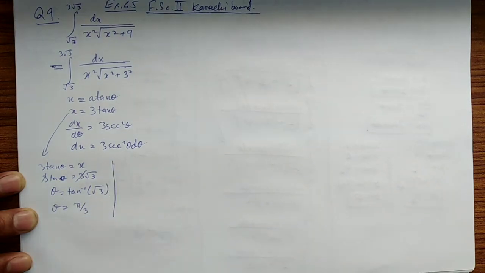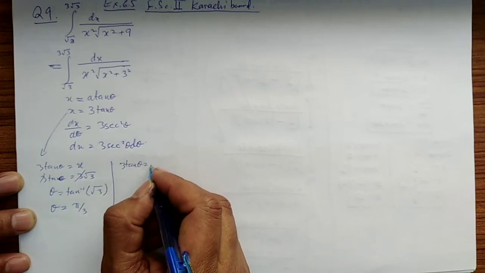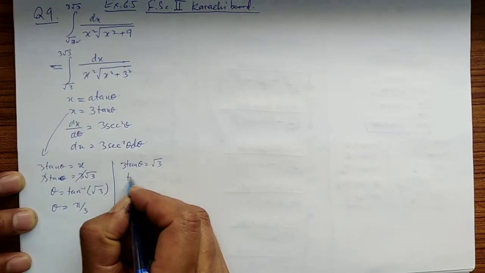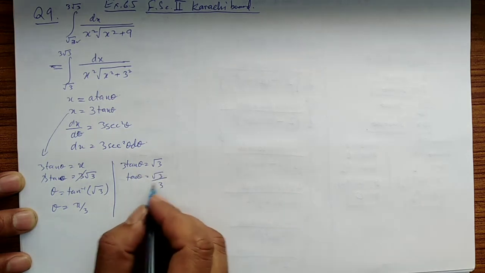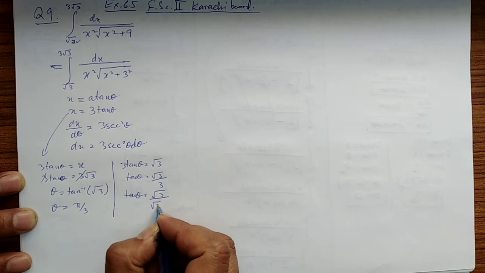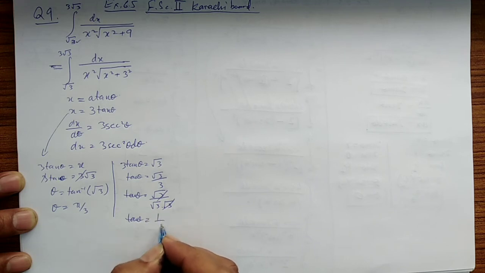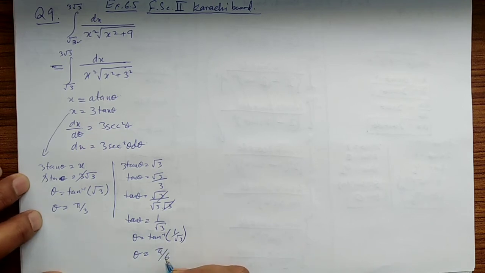And for the lower limit, 3 tan theta, in place of x I am going to write root of 3. Tan theta is equal to root of 3 upon 3, which we can write as root of 3 upon root 3 times root 3; the 3s cancel out, tan theta is 1 upon root of 3. Theta is equal to tan inverse of 1 upon root 3. Theta equals pi upon 6, right?